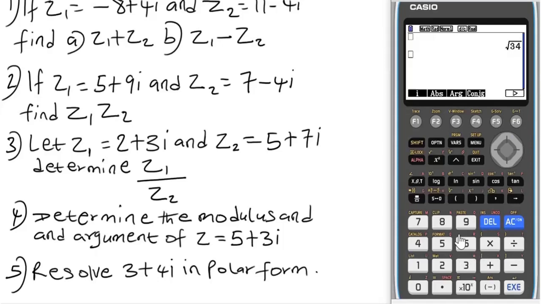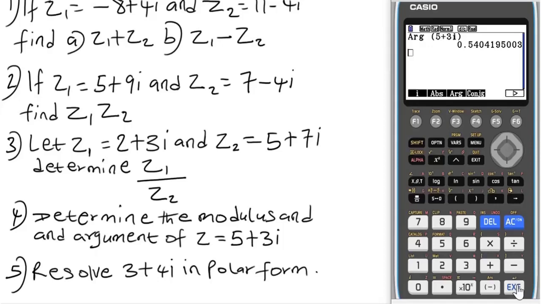Then we have arg of what? F3 in brackets. We have 5 plus 3i, close the brackets, press execute, 0.54. Now this is the answer or result in radians. By default my calculator is in radians.